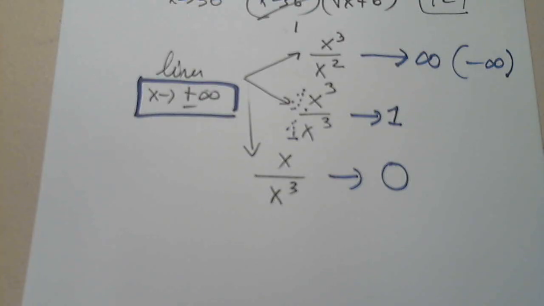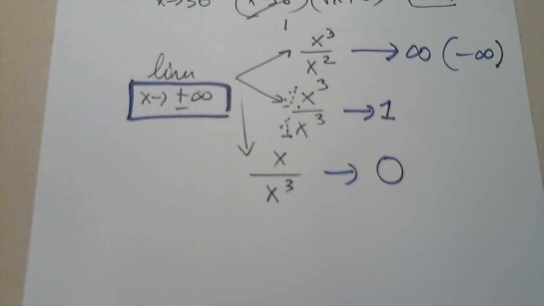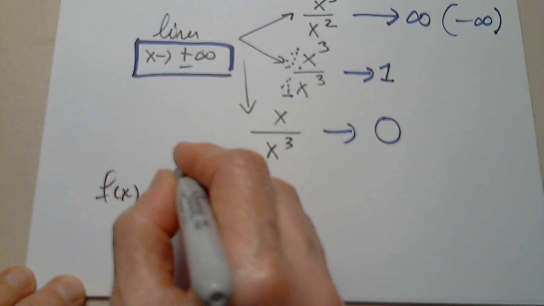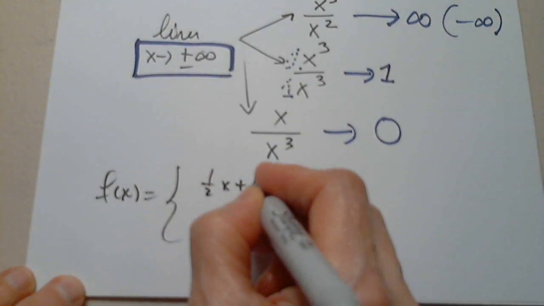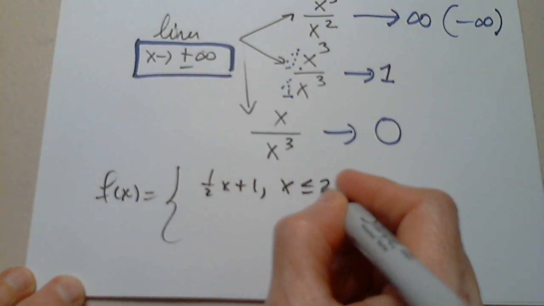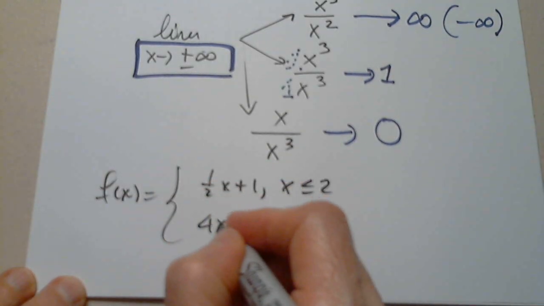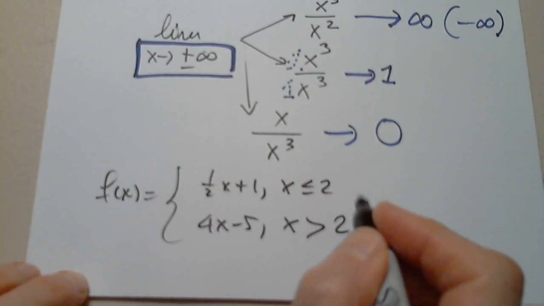I have to calculate the limit from the left, I have to calculate the limit from the right, and I have to calculate the function value. So let's work on this. Let's copy it. So first of all, f of x is 1/2 x plus 1 for x less than or equal to 2, and I think it's 4x minus 5 for x greater than 2.